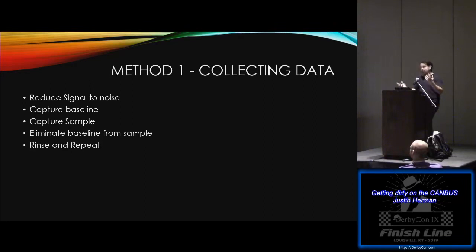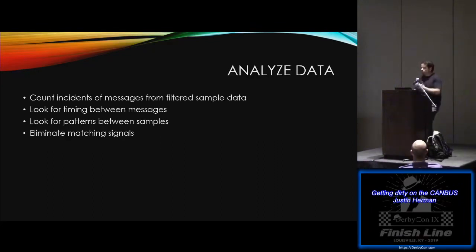From there, I take both data sets, and I will go ahead and eliminate the baseline from the sample, and basically rinse and repeat. Do this multiple times, iteratively, and then I've got something to really work with as far as analyzing. So I would then count the incidence of messages from the filtered sample data, and then I look for timing between the messages. So if I push the pedal 5 times and I only see one action, then obviously the count is not correct. If I see 1 at the beginning and 3 at the end, and I push it 4 times, then it's probably an issue because I should have been coming up in even patterns.